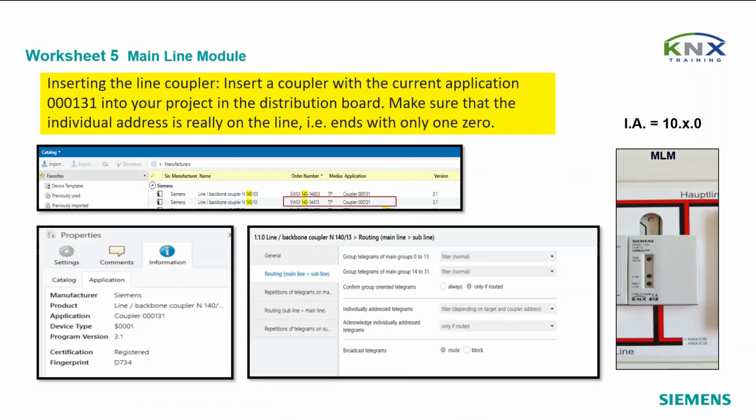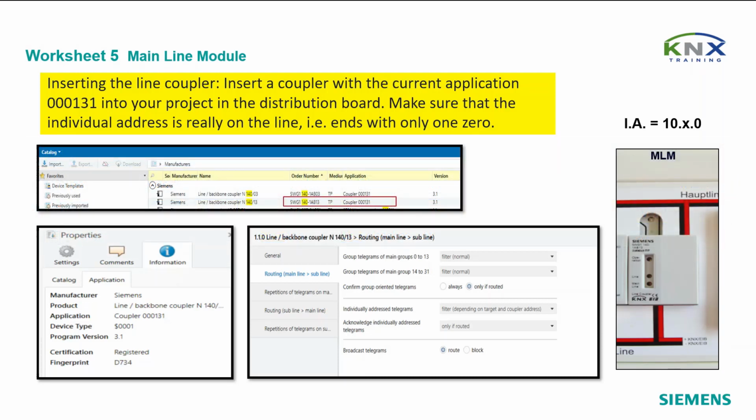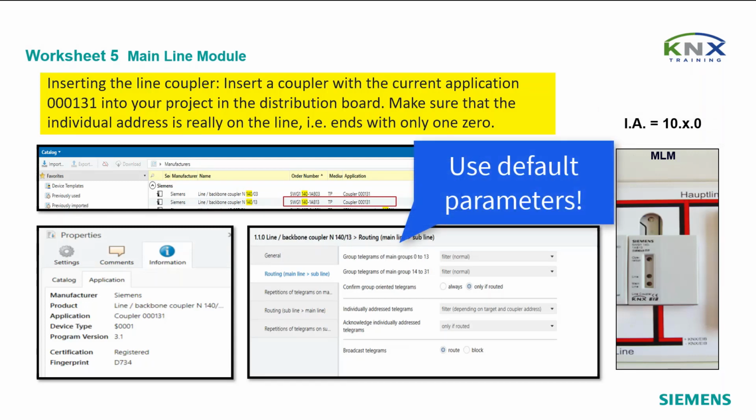Inserting the line coupler. Insert a coupler with the current application 000131 into your project in the distribution board. Make sure that the individual address is really on the line. That means it ends with only one zero, like 10.9.0. Leave all parameter settings unchanged. In the basic setting, they work excellently. Changes should only be made if there are special requirements.